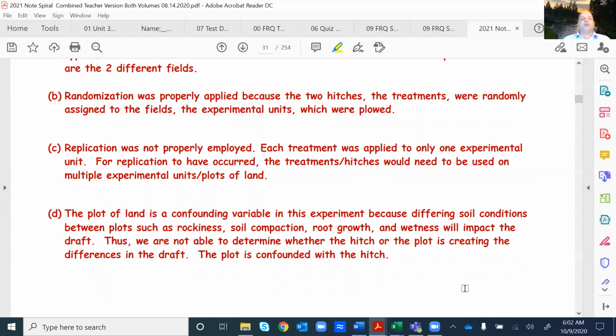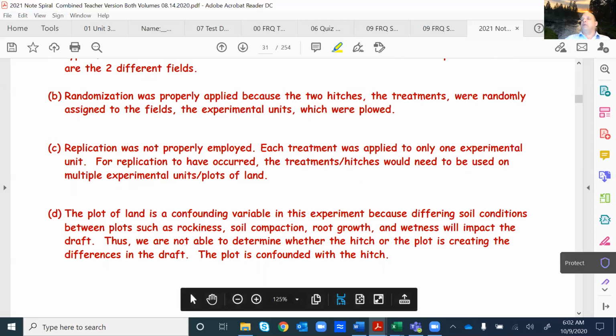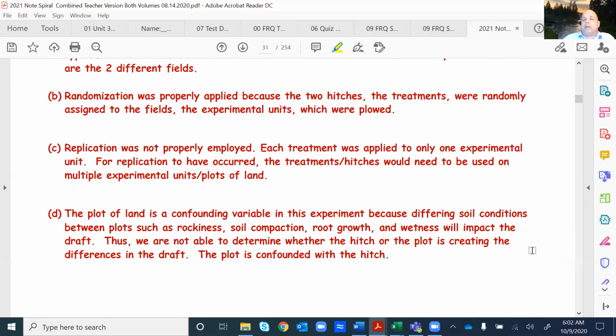And if I'm an unscrupulous person, which I teach statistics, I kind of am, I'm going to believe that I would choose the rocky field for the standard hitch and the soft field, the field better for growing, for the new hitch because it would take less energy. All right? So confounding is when I don't know why or whether or which variable is causing the change. In this case, I don't know whether the hitch is causing the change or whether the field itself is causing the change that I'm observing. Had I done proper replication, I might have been able to make that determination.